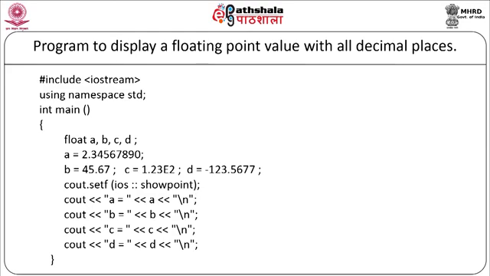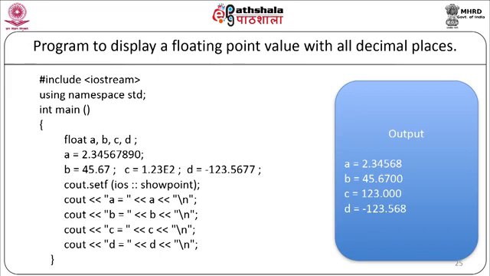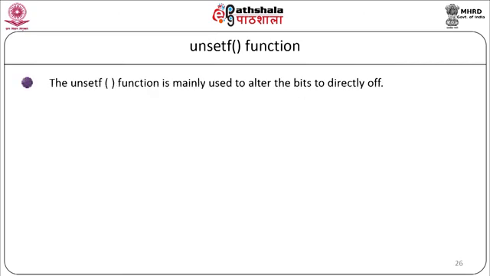When the above code is compiled and executed, it will produce the result as a equal to 2.34568, b equal to 45.6700, c equal to 123.000 and d equal to -123.568.